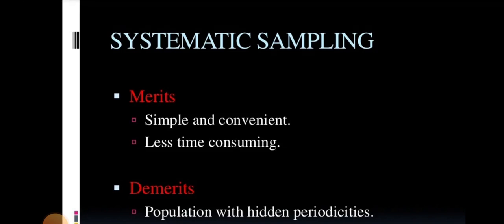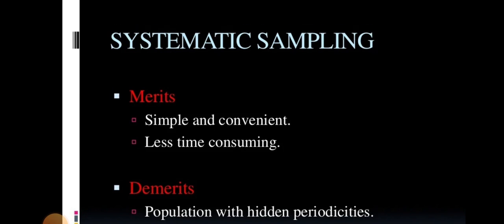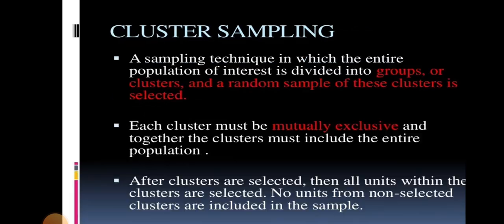Next, systematic sampling merits. It is simple and convenient, and it is less time consuming. The demerits are population with hidden periodicity. We don't know what all the different periodicities of various populations are.